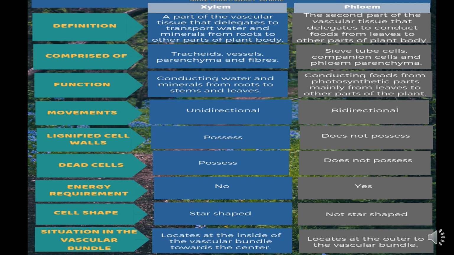And xylem tissue is located inside the vascular bundle towards the center, whereas phloem is located towards the outer side of the vascular bundle of the plants. So the vascular bundle is collectively formed of xylem and phloem, two types of complex permanent tissues, which are made up of these different types of cells.